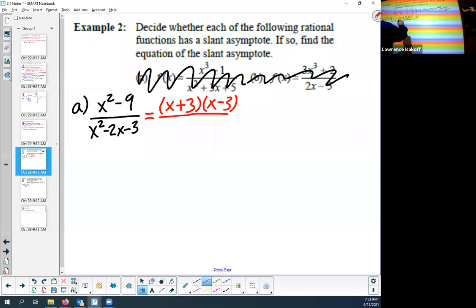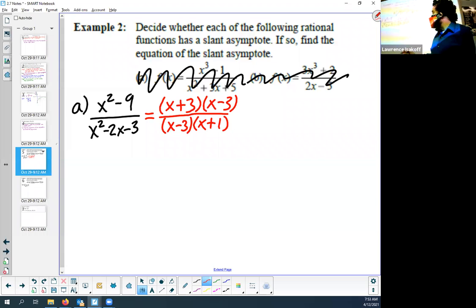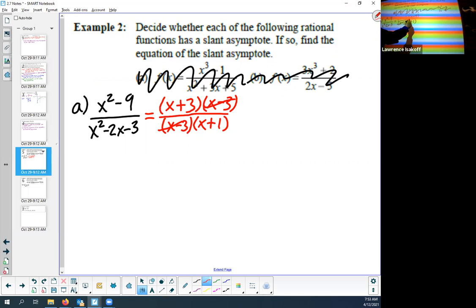Now again, I want to factor here. -3 add to -2, so that should be x minus 3 times x plus 1. Now I notice x minus 3's cancel, leaving me with a final equation of x plus 3 over x plus 1.